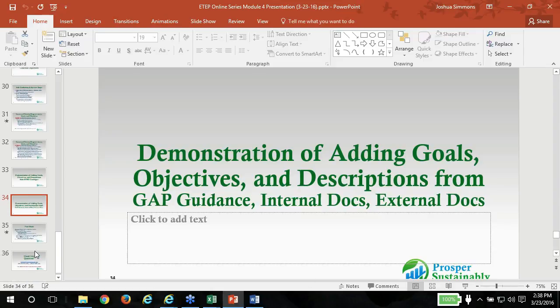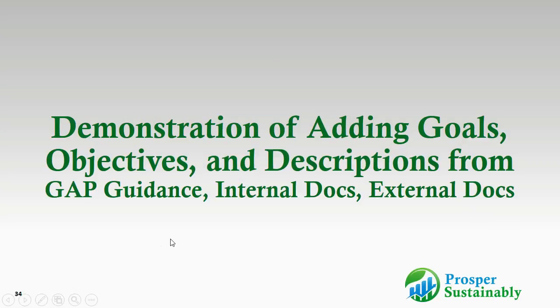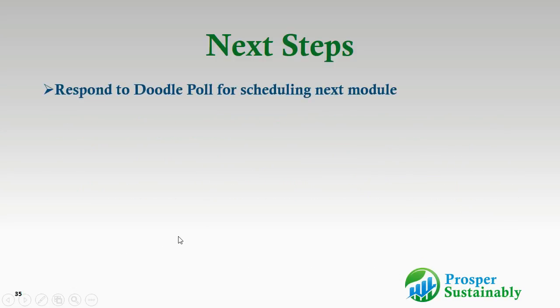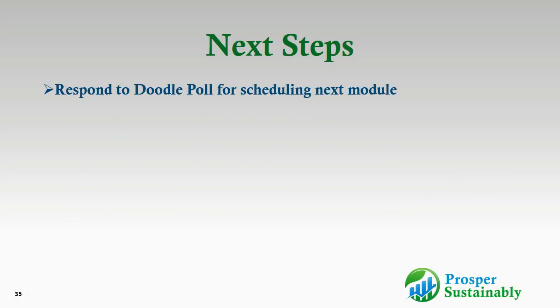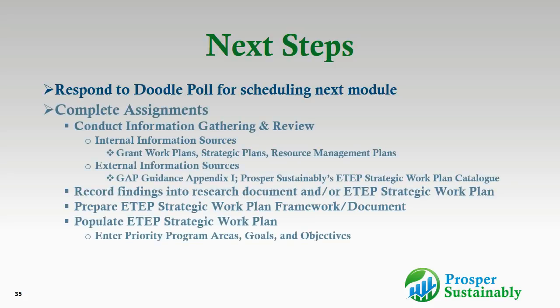So let's scroll down here. All right, the next steps are really the same as last time. I'm going to do a doodle poll for module number 5. I'll release that within the next day or so. I'm doing these a little more quickly than I was doing the first several. I'll offer to do it even this week, but I'll focus just on next week. I want to find out what your availability is to do the module next week. It will focus on strategic planning.